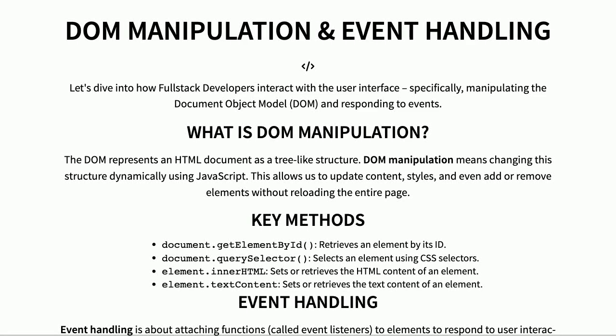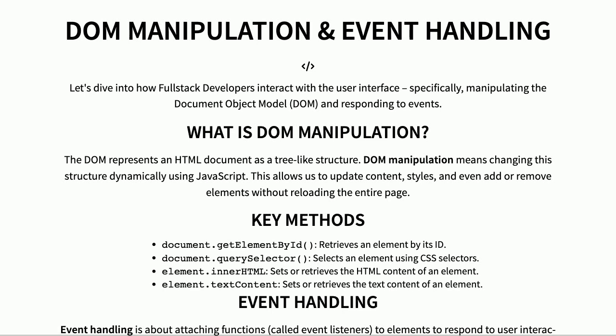Okay, let's talk about how full-stack developers make websites interactive. We're going to focus on the DOM and event handling. The DOM is basically a tree-like representation of your HTML code. Think of it as the blueprint for your website. DOM manipulation allows us to change the blueprint dynamically with JavaScript, so we can update content without needing a full page reload. We use methods like getting elements by ID or using CSS selectors to find what we want to work with.